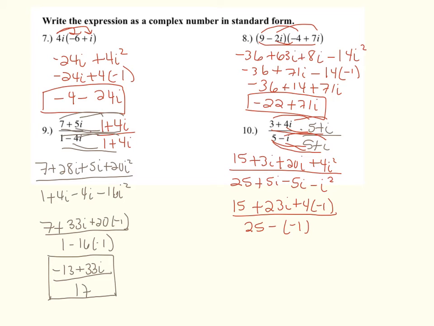So again, you can see the i's dropped out of the denominator, making it nice and rational. In the top, 15 take away 4 leaves me with 11 plus 23i over 25. Take away negative 1 is really 25 plus 1, so 26.